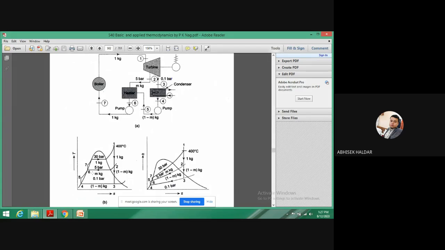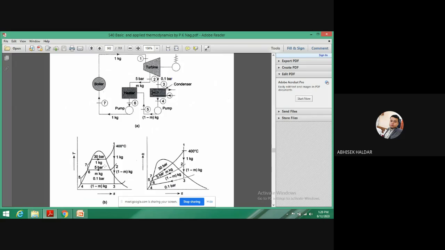At this 5 bar I am taking the steam. And in this part obviously 2 pumps will be required, because I am using a feed water heater. One pump will be connected to this condenser, another pump will be connected to this heater, and ultimately I will be getting the same amount of water again.